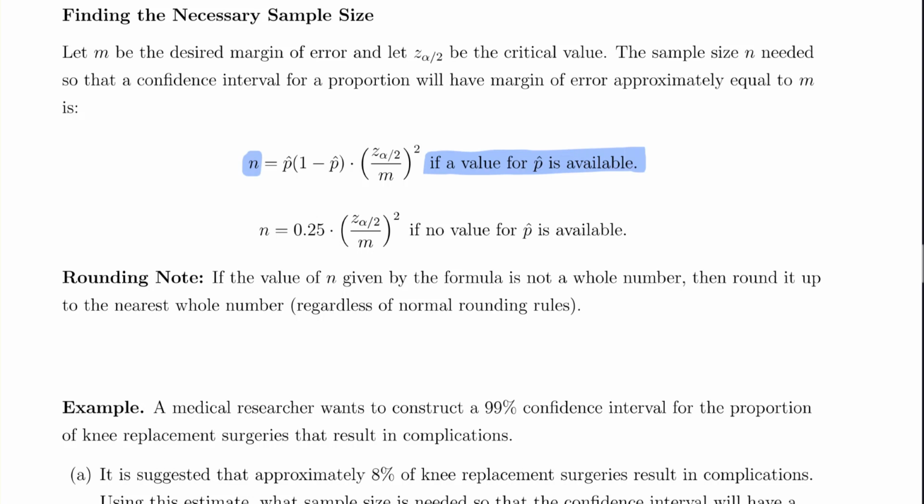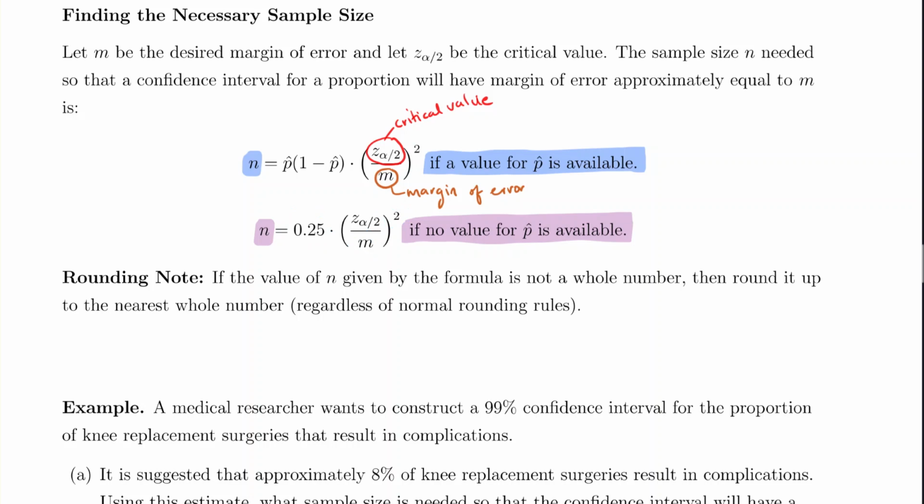The first formula says the sample size we should take is equal to p hat times 1 minus p hat times our critical value, and remember that comes from the confidence level we're looking at, divided by the margin of error, so m is our margin of error, and then the critical value divided by the margin of error is squared, and then multiplied by the previous. Now the second formula should be used if we don't have the value for p hat, and that formula is our critical value divided by the margin of error all squared, then times 0.25.